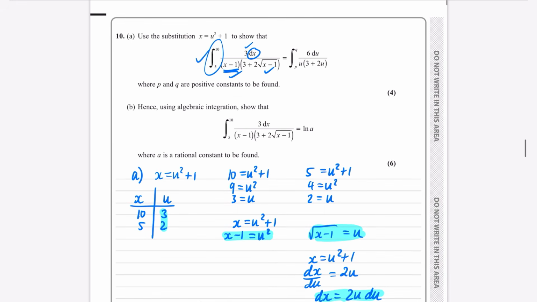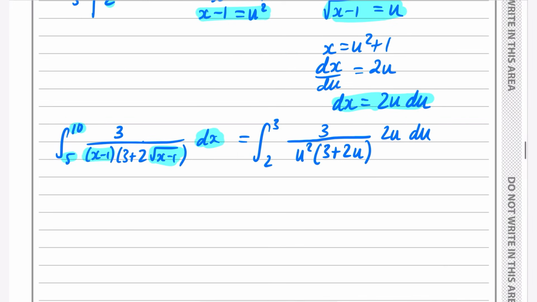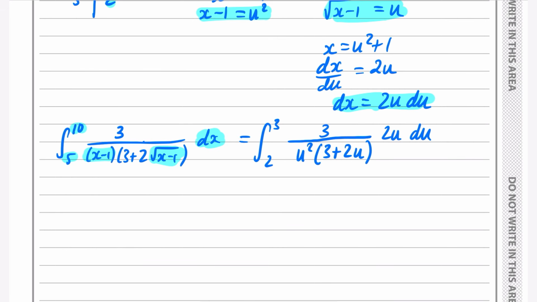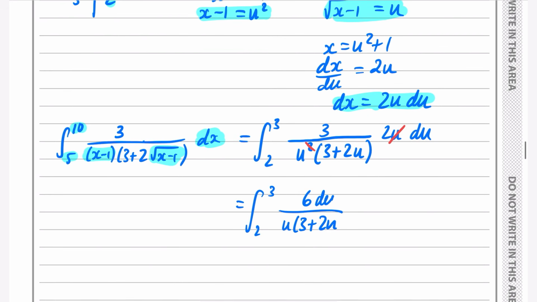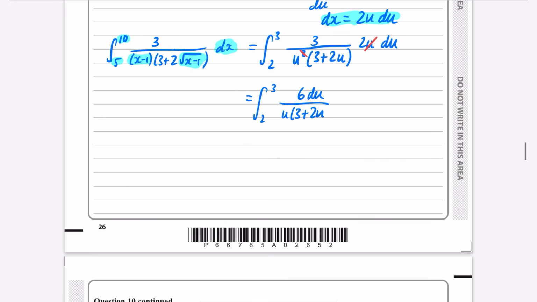Let's see if we're getting close to what they've got. So they've said it's 6 du over u, 3 plus 2u. Oh, great. Okay, so I think I can see some things that will cancel. I think this u will cancel with the squared part, and then I can multiply the numerator so that I get 3 times 2, that's 6, over u brackets 3 plus 2u. I've got the du at the end, but they've got the du as part of the whole thing, which is quite unusual. I don't see many questions that look like that, but we've now come up with exactly what they wanted to show.